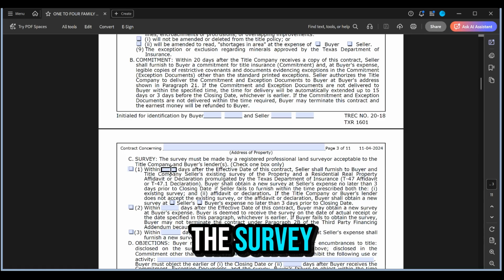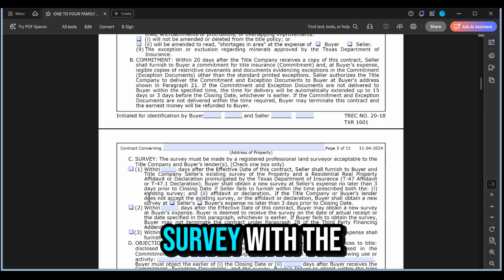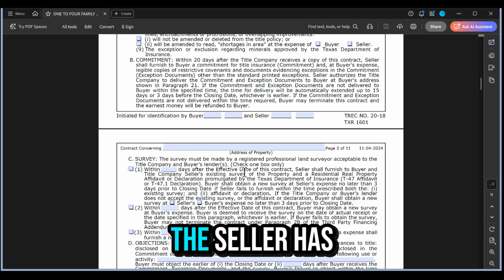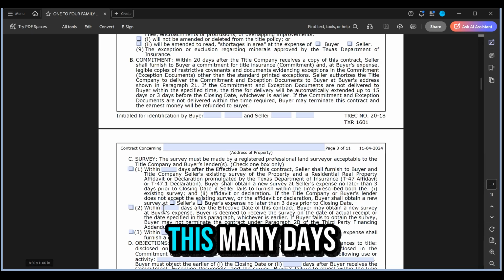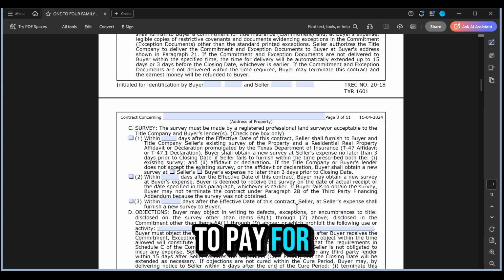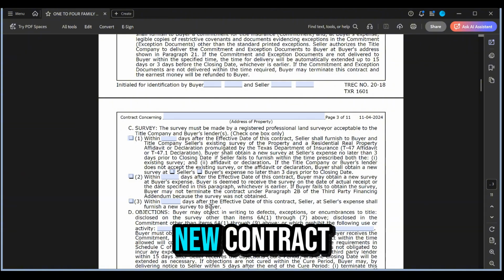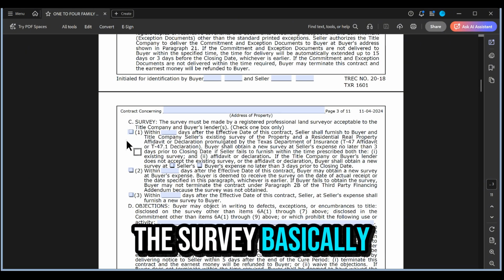Who's paying for the survey? So most of the time there's not a survey with the property, but if there is, then you can put right here within this many days the seller has to give it to you. If not, within this many days the buyer has to pay for it. Okay, and within this many days after the effective date, the seller shall furnish a new survey. Who's paying for the survey basically, and how many days?